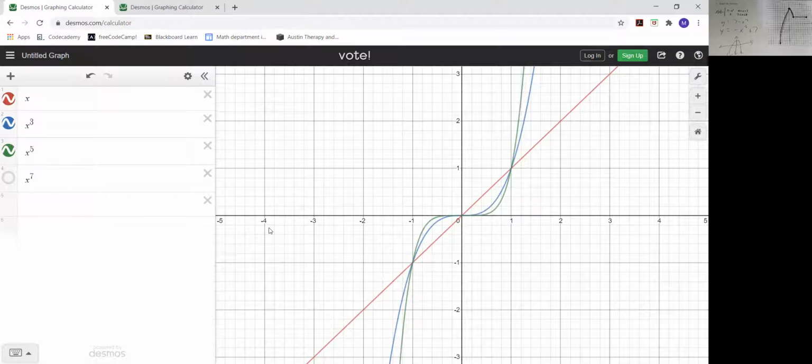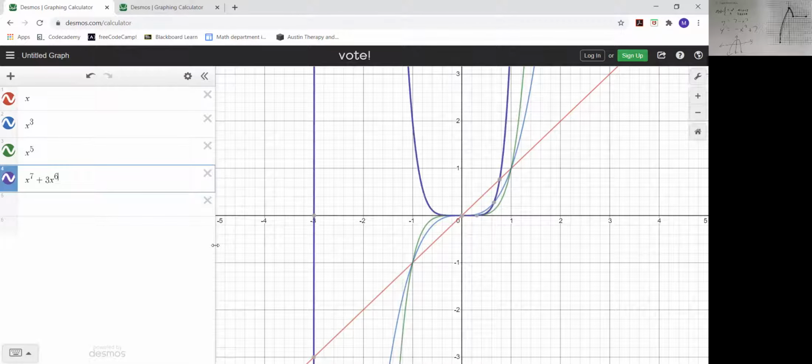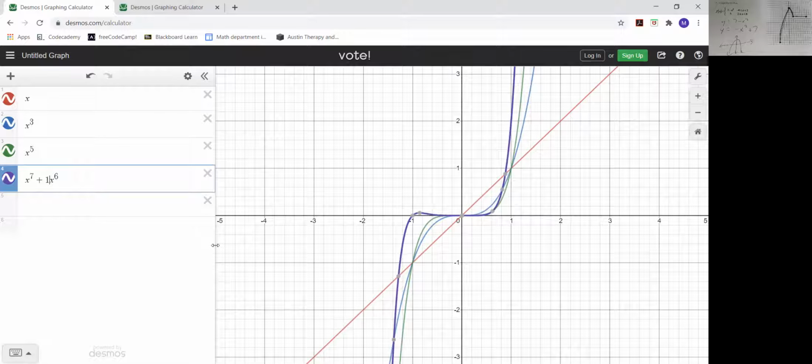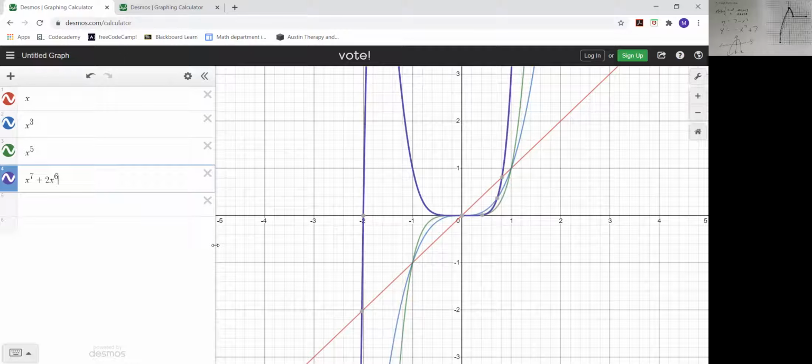Same thing with x to the fifth, right? It's a little bit sharper, but it's still going off in the same direction. x to the seventh, same thing. So we talk about the degree of the function as the highest degree. So I can absolutely throw in some, let's just do 3x to the 6 or something. I can throw in other stuff. Let's do a half maybe, so it's not quite as, it really picks it up.